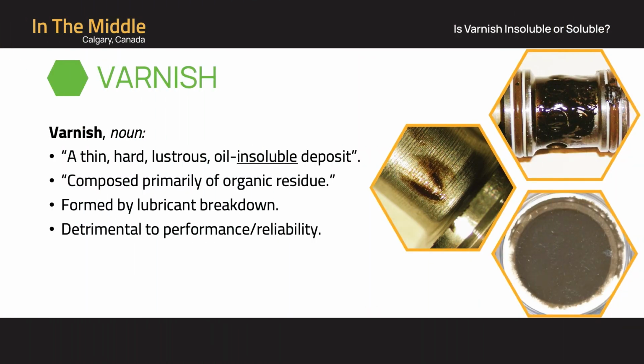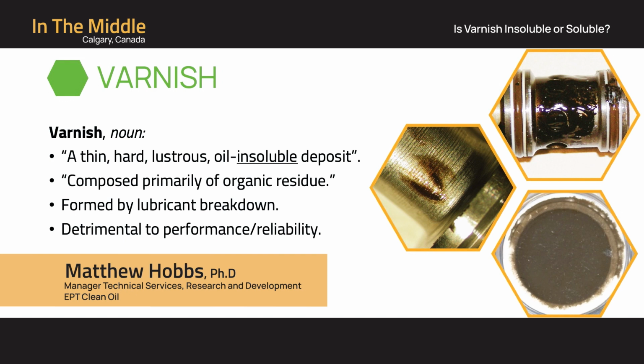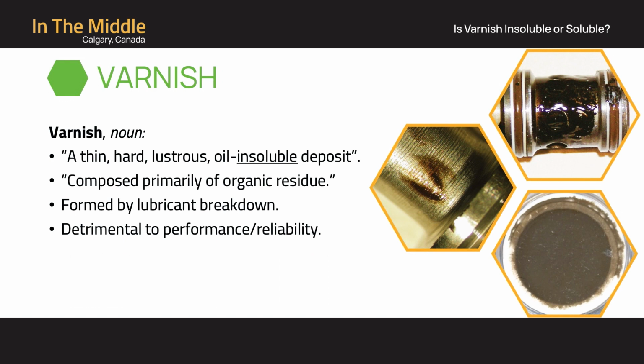What is varnish? Well, ASTM D7843 defines varnish as a thin, hard, lustrous, oil-insoluble compound, one which is composed primarily of organic residue. Essentially, varnish is a lubricant breakdown product which has some propensity to become insoluble, and when it does, it can lead to a variety of operational issues, particularly in critical rotating equipment like gas turbines and compressors.